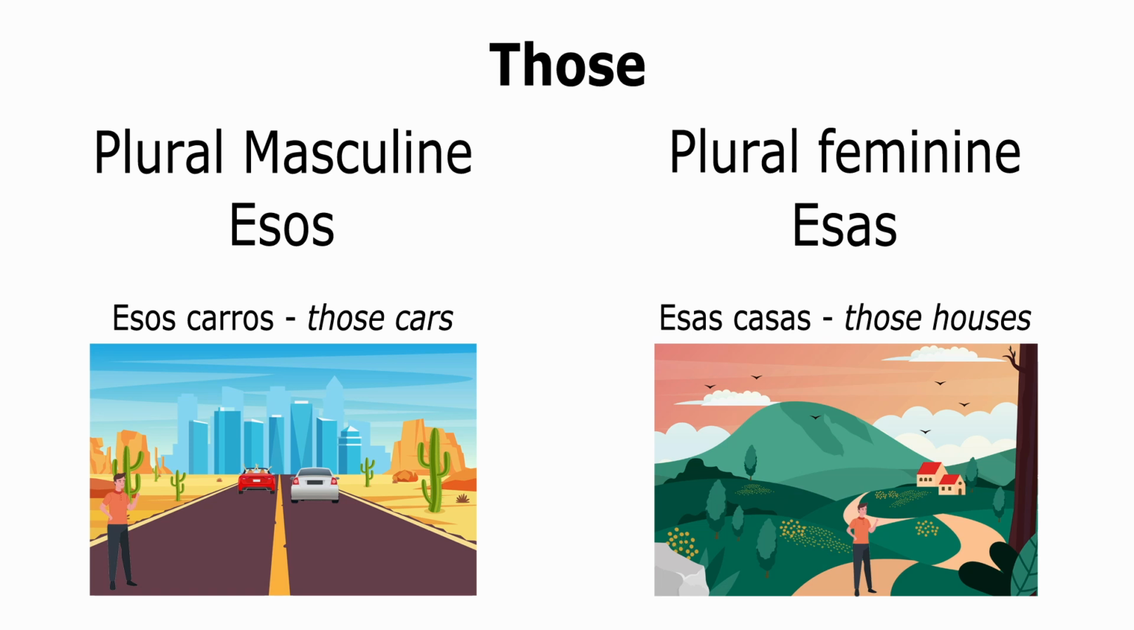The plural masculine word for those is esos, esos carros, those cars. The plural feminine word for those is esas, esas casas, those houses.